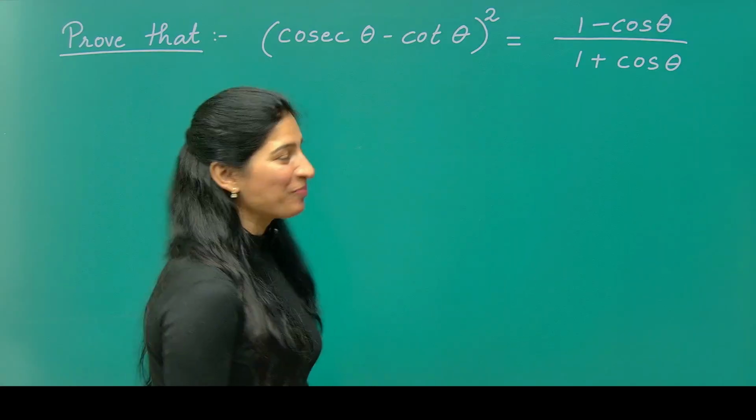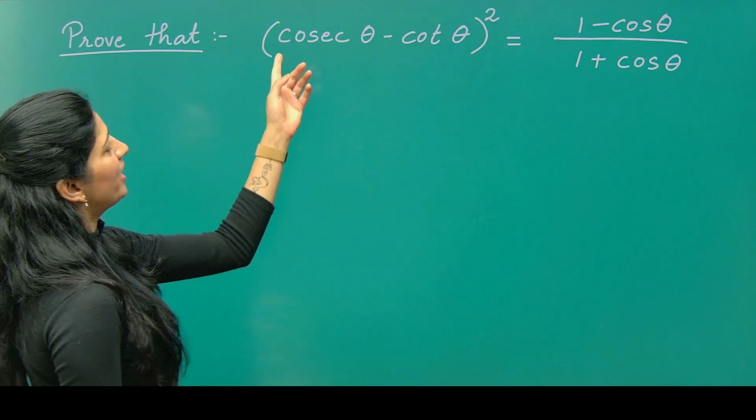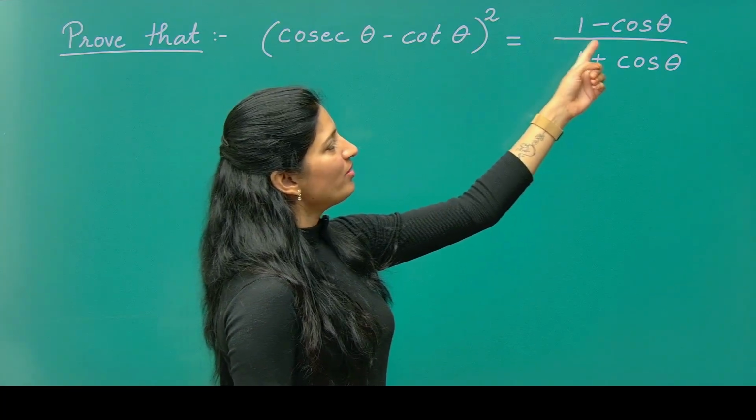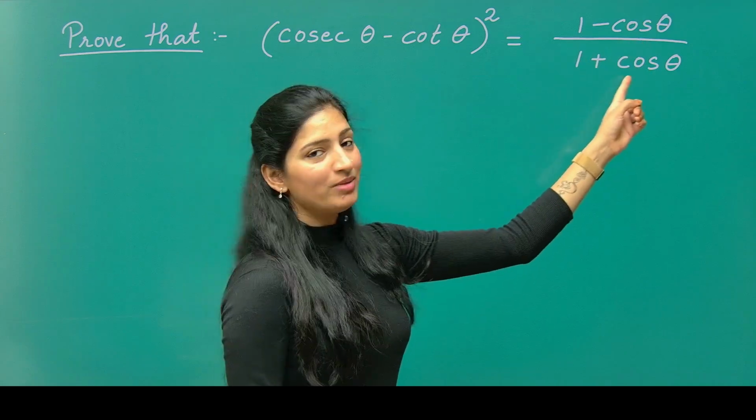question. So let's start. In this question, we have to prove that (cosec theta minus cot theta) whole square is equal to (1 minus cos theta) divided by (1 plus cos theta).